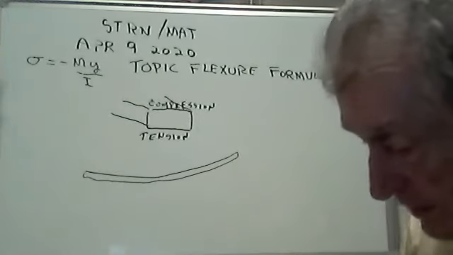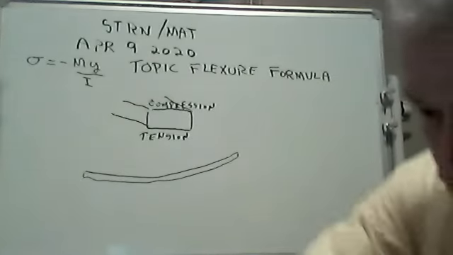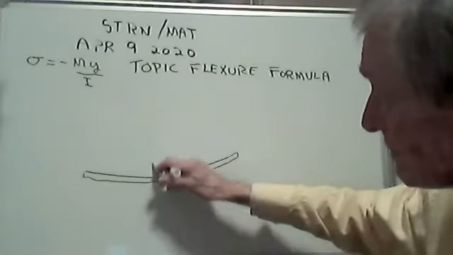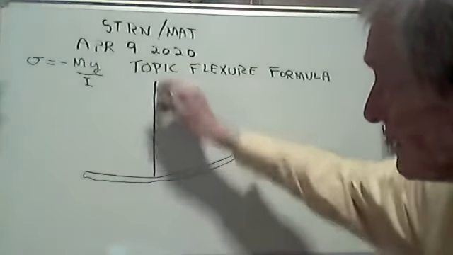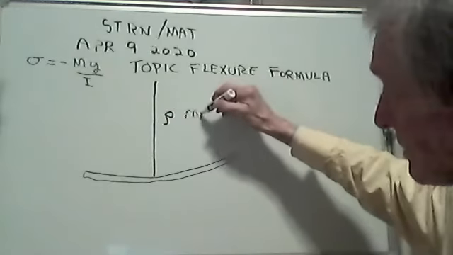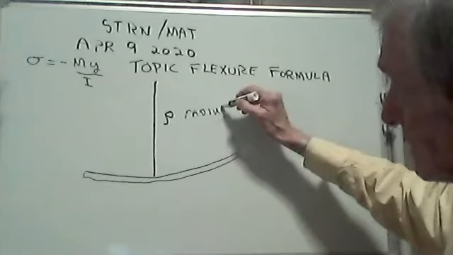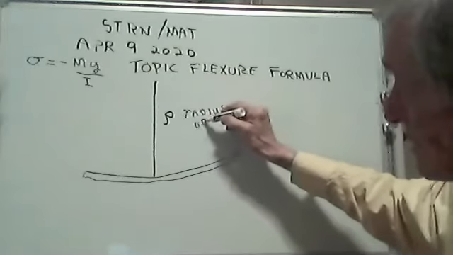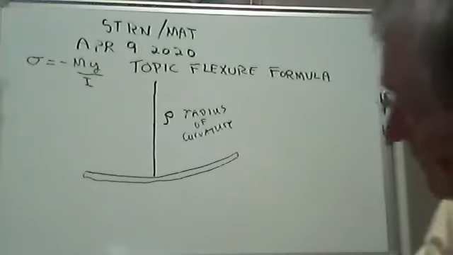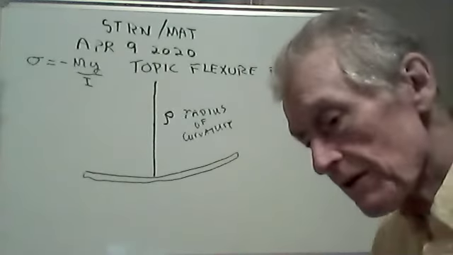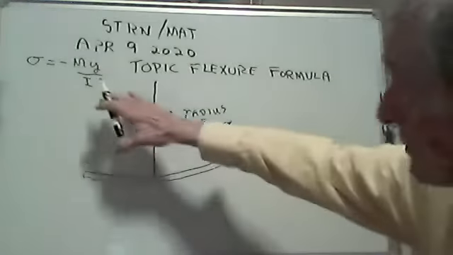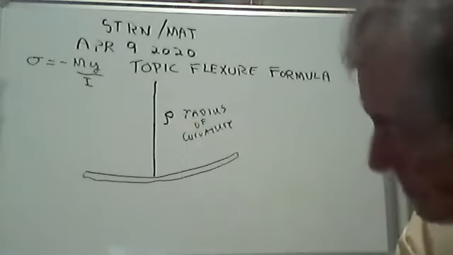This beam that's being bent has got a radius of curvature that goes out this way. The symbol is rho. It's a radius of curvature. And I think you understand that. And they start deriving the flexure formula by talking about the radius of curvature.